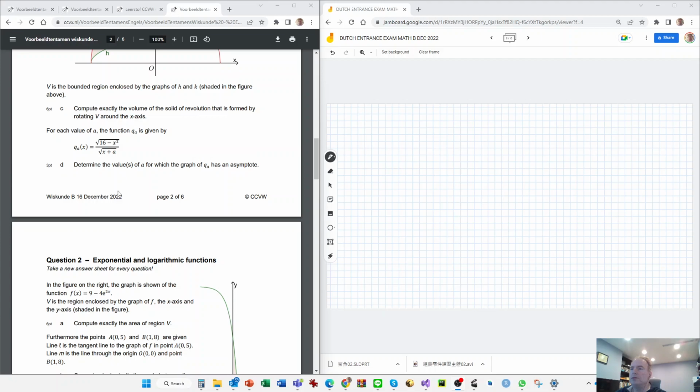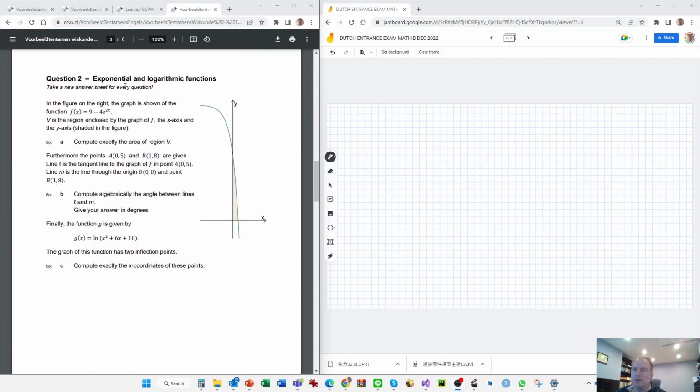Moving now to question 2. A function f is given there, and the region phi is defined as whatever is enclosed by f, the x-axis and the y-axis. And we need to calculate the area of the region phi, so we need to integrate between 0 and whatever the x coordinate is of the intersection of this function. So let's find out what the intersection is.